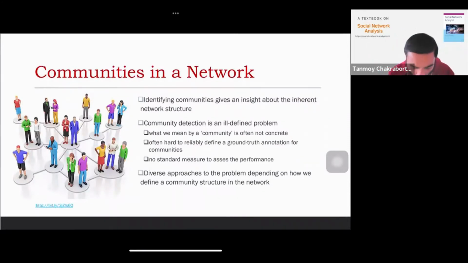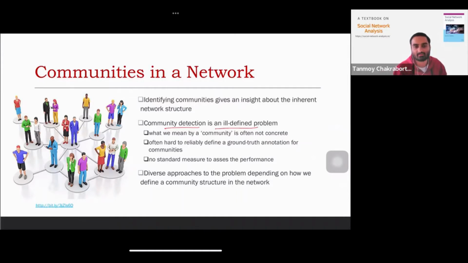So what a community is, is not very clear. That's why community detection is called an ill-defined problem. It's not a well-defined problem, because the definition of community is not sacrosanct. But roughly, what people assume is that communities are groups of individuals in which nodes are more densely connected within a group compared to across groups. So within a group, nodes are densely connected, and across groups, nodes are sparsely connected.